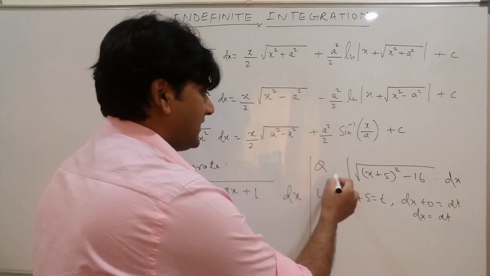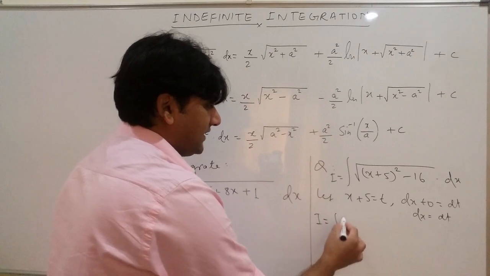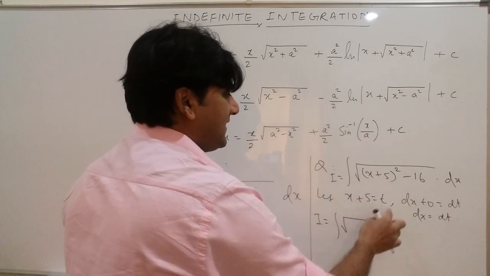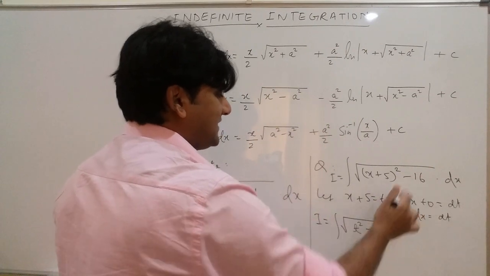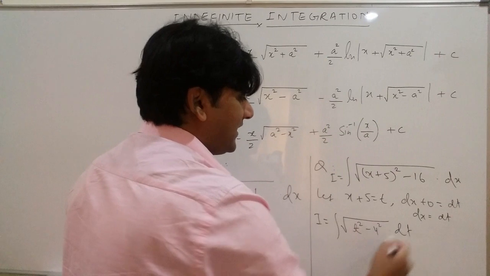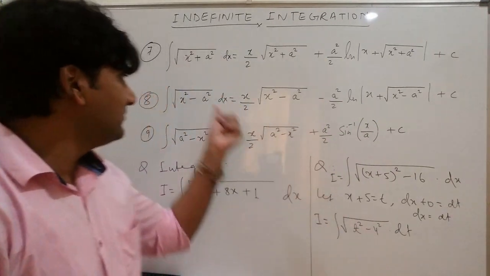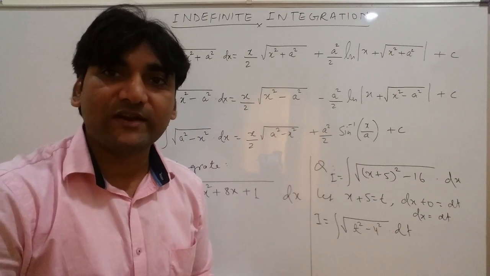Okay, and I can name it like I. So I equals, I got integration of root of x plus 5, x plus 5 is t, so it became t square, and 16 I can write 4 square, and dx I can write dt. So again I got a standard form like these. So I got root t square minus 4 square dt.